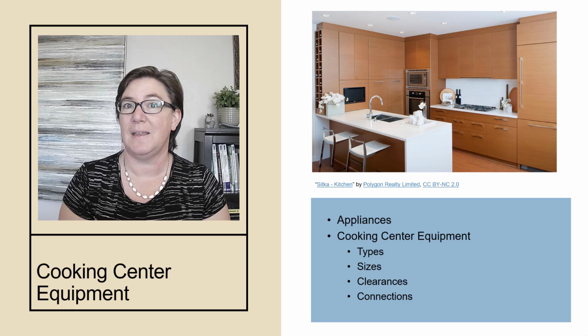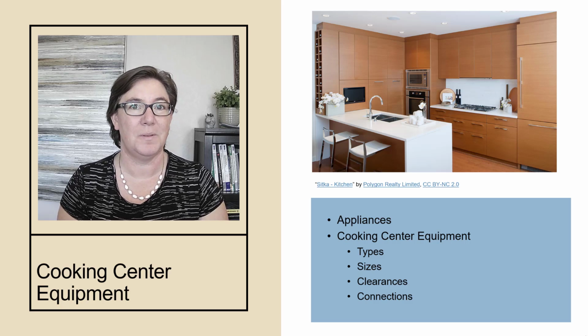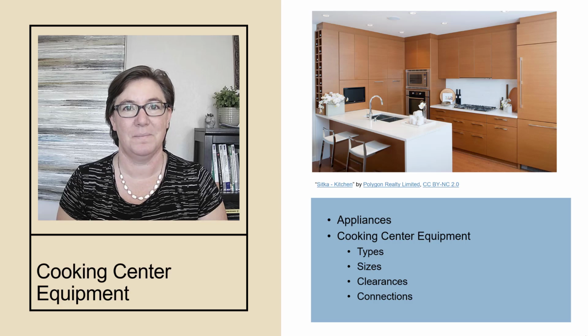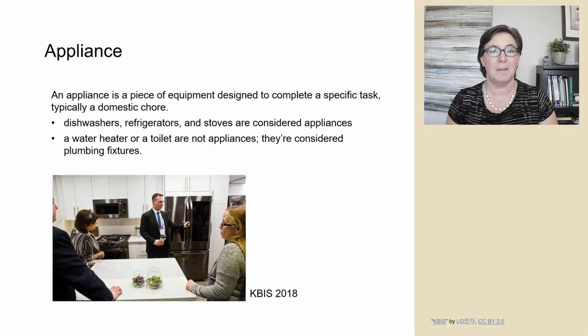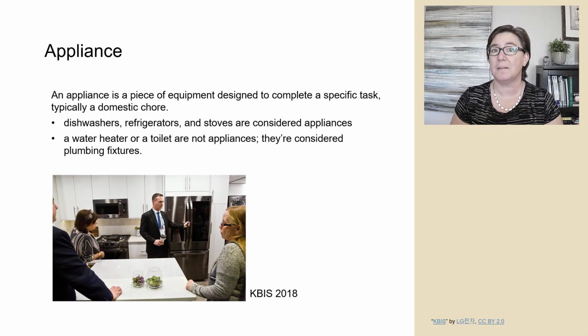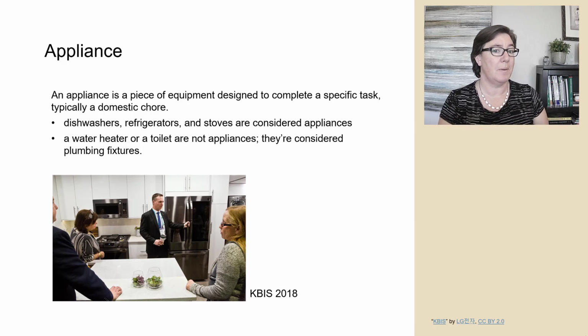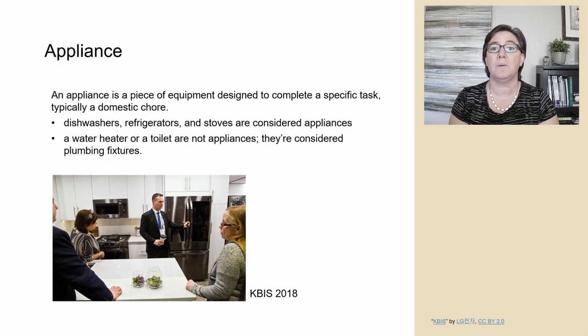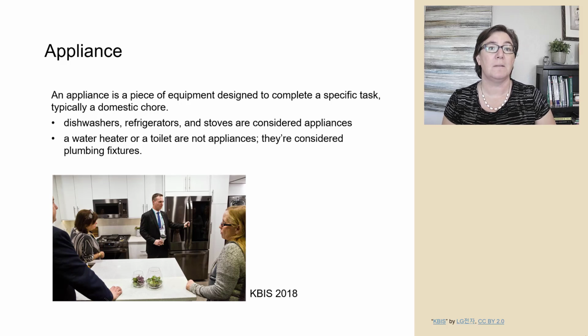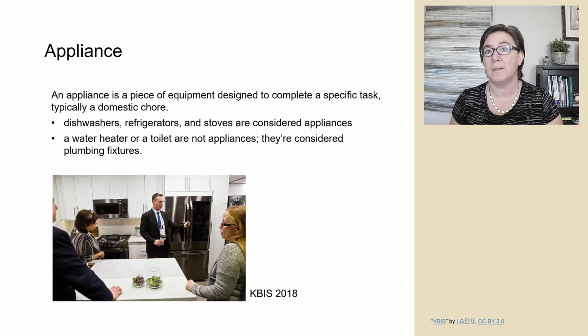Let's look at the different types of equipment used in the cooking center of a kitchen. Backing up just a smidge to define appliance. An appliance is a piece of equipment and we use it to complete a specific task. So a dishwasher, a refrigerator, a stove, like we're going to talk about today, are considered appliances. Typically, we would not consider a water heater or a toilet as an appliance. Those are plumbing fixtures.